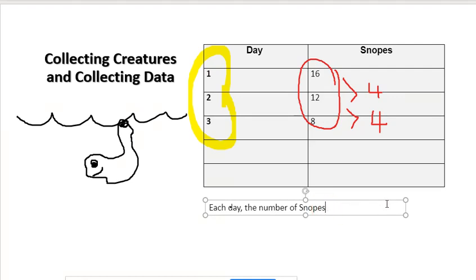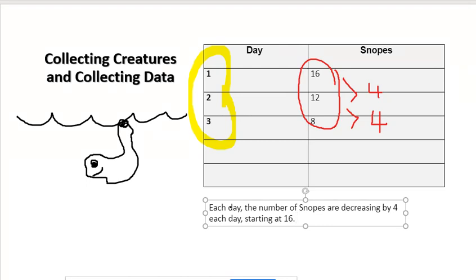So we can write down here, each day, the number of snopes are decreasing by 4 each day. And don't forget, we also need to write starting at 16. We need to know where we started so we can say where we are going to go.